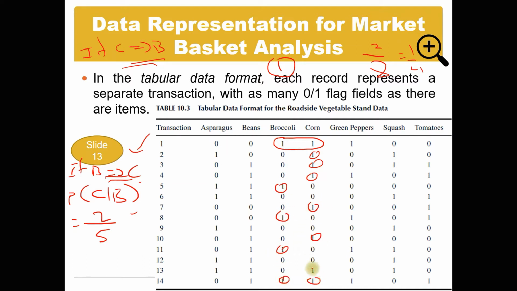Just imagine this was the case. You have a data set where all of these are 0. Now, what would be the support? The support would be 1 out of 14, very small support. But what would be the confidence?